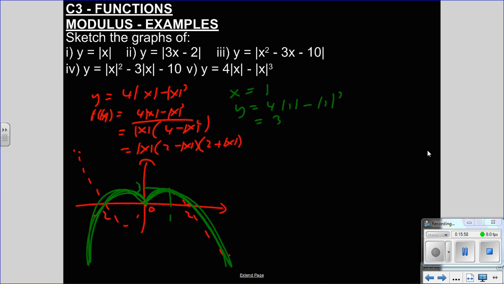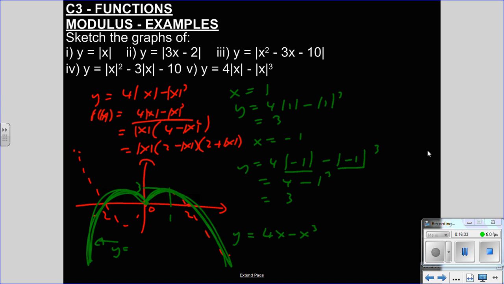If I whack in x is minus 1, y equals 4, mod minus 1 minus mod minus 1 cubed. Mod minus 1 is 1, so that's 4. Take away mod minus 1 is 1 cubed. So that's still 3 again. There we go. You can really see now how this thing is working, I hope. Labeling the branches though. Y equals 4x take x cubed. This was the original. This is the new one. All negative x values are included in this branch.